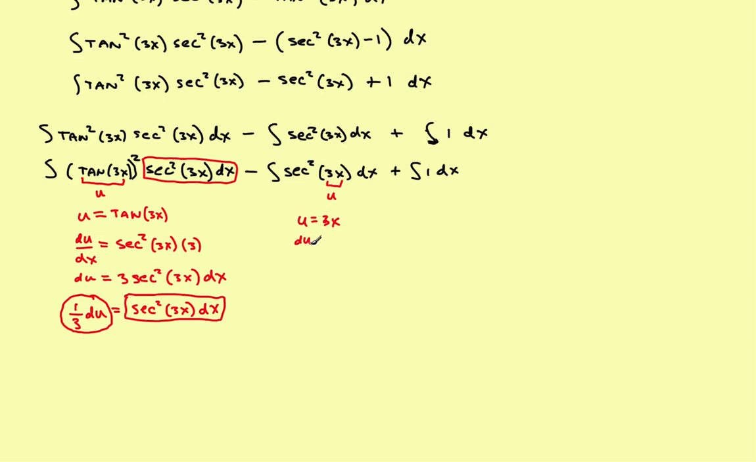So the derivative of u with respect to x would be equal to 3. So du would be equal to 3 dx. And you're trying to get rid of a dx right here and change it into a u problem. So move the 3 over, and on this integral, you get 1/3 du would be equal to dx. So that matches up. So on this one, there's the substitution right there.